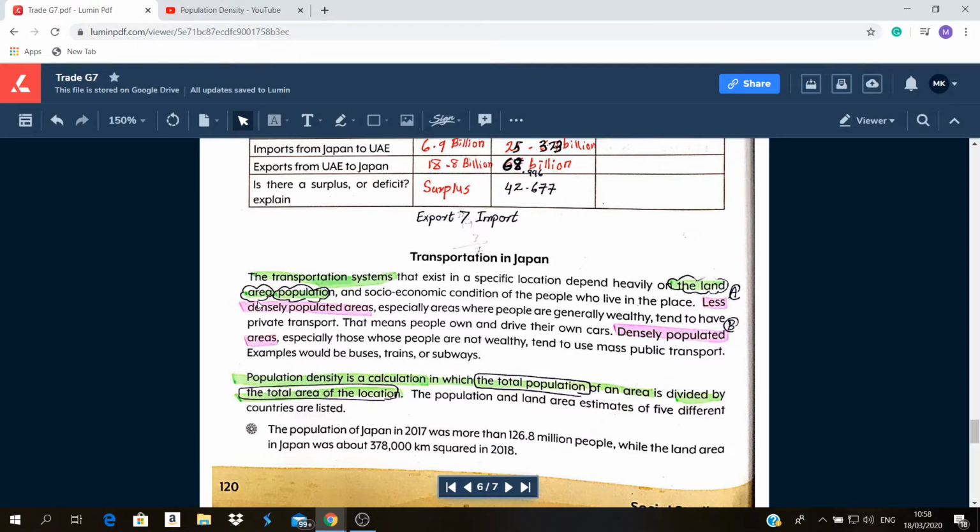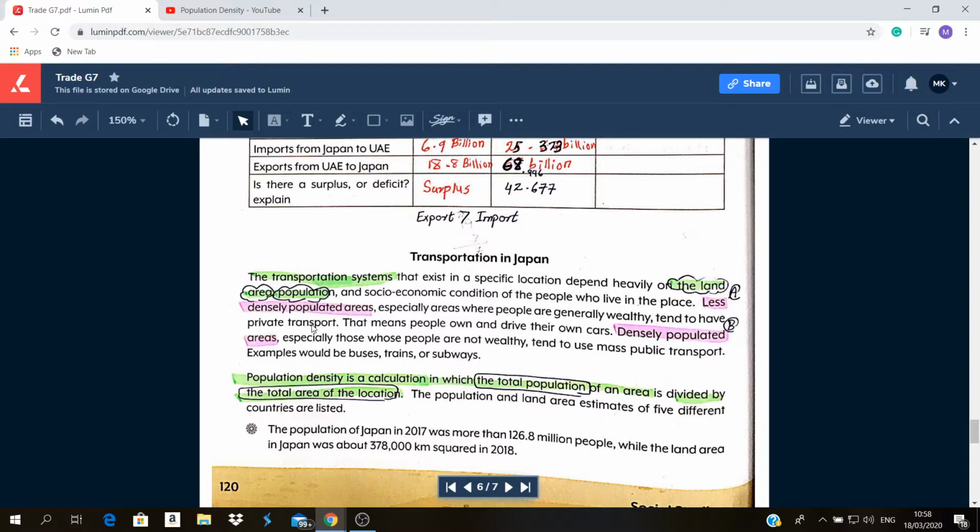Less densely populated areas, especially areas where people are generally wealthy, tend to have private transport. So if the place is less crowded than others, and especially if the people are wealthy, they're going to use their private transportation. That means people own and drive their own cars.